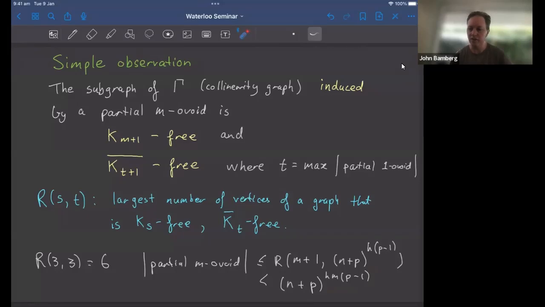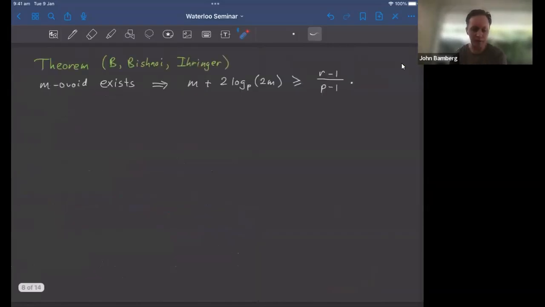So it's quite a nice little observation. It's not a particularly good bound, but it shows that there is one. So it's not too bad. We can improve it a little bit. So that's what I've got on the next slide. If you have an m-ovoid, then in fact you can get a lower bound roughly on m in terms of r, the rank, and p, the characteristic. Okay, so if you tune it up a little bit, you do a little bit more calculus and things like that to play with the numbers, you get this inequality here. So this is just log to the base p here of 2m, so it doesn't contribute a lot.